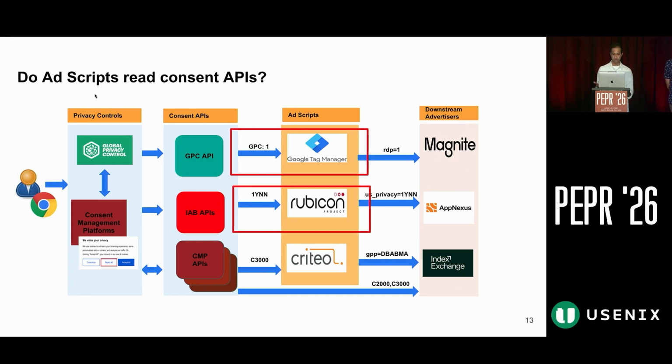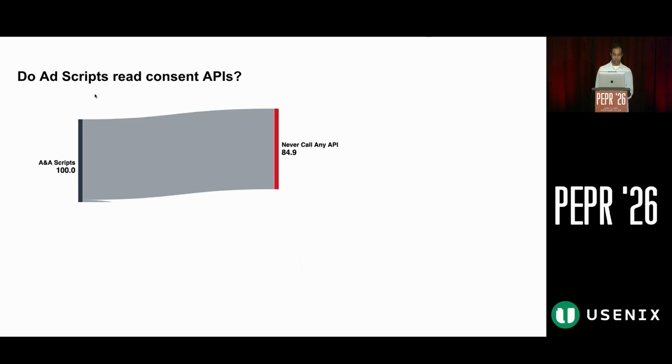So in order to investigate that, I investigated all the ad scripts, third-party JavaScripts present on the web pages. There were roughly about 2,000. And out of those 2,000 ad scripts that I saw, I found, unfortunately, 85% of these ad scripts never interface with any of these consent APIs like GPC or IAB to retrieve user consent. So primarily they were either ignoring or not properly configured.